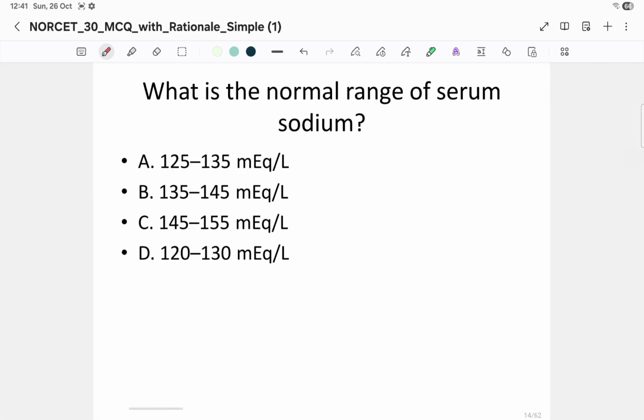Next, what is the normal range of serum sodium? Option A, 125 to 135 milliequivalent per liter. Option B, 135 to 145 milliequivalent per liter. Option C, 145 to 155 milliequivalent per liter. Option D, 120 to 130 milliequivalent per liter. And the correct answer is option number B, 135 to 145 milliequivalent per liter is the normal range of serum sodium level.